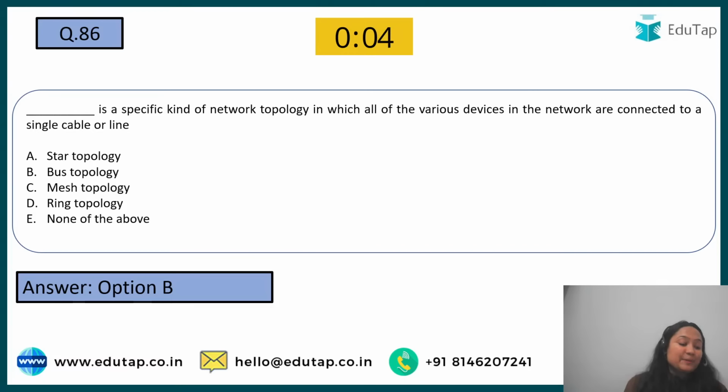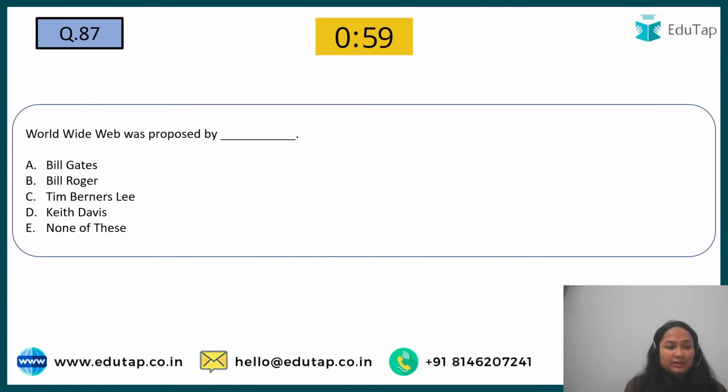Dash is a specific kind of network topology in which all of the various devices in the network are connected. Okay, this we have discussed. Alright, sorry. World Wide Web is proposed by whom? So you will have to tell me the name of the person. Is it Bill Gates? Is it Bill Roger? Is it Tim Berners-Lee? Is it Keith Davis? Or is it none of the above? What can be the correct answer of this question?